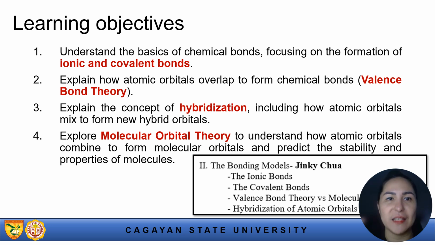This presentation is divided into four main parts. In part 1, we will discuss the fundamentals of chemical bonds, focusing on ionic and covalent bonds. In part 2, we'll get into valence bond theory, explaining how atomic orbitals overlap. In part 3, we'll explore hybridization, which helps us predict molecular shapes. And finally, in part 4, we will look into molecular orbital theory to understand how molecular orbitals are formed and what they tell us about molecular stability.